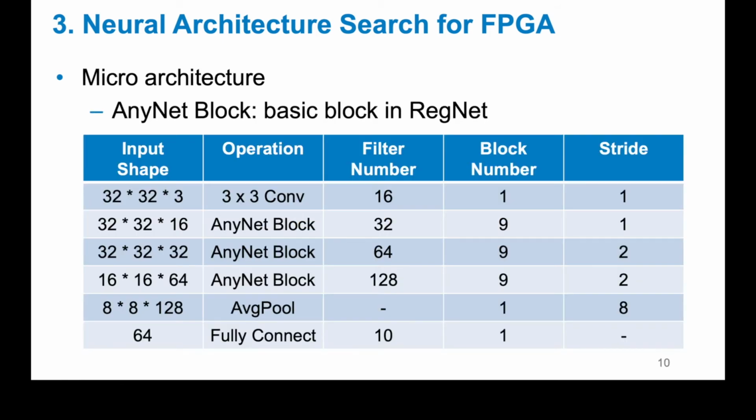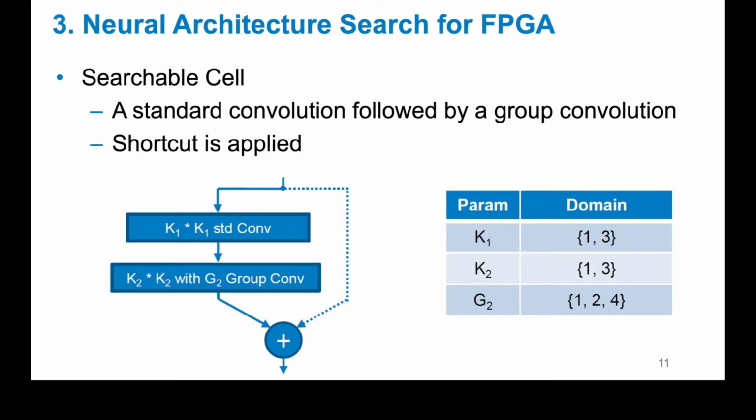The microarchitecture of the search space is presented in the slides. The AnyNet block is a basic block in RegNet, which is a searchable cell in our paper. It's composed of a standard convolution followed by a group convolution with shortcut enabled. The domain for the kernel size and the group convolution is also presented in the table on slides.